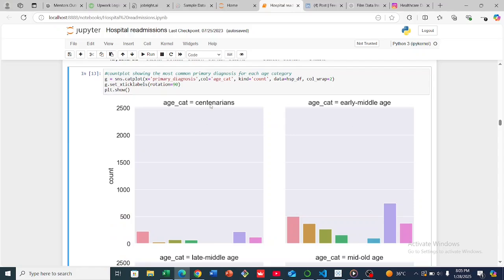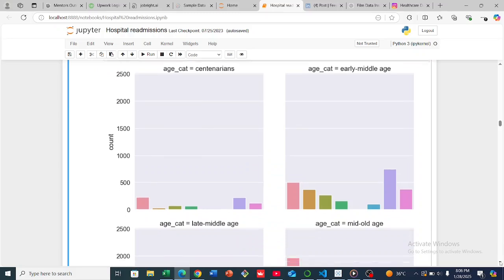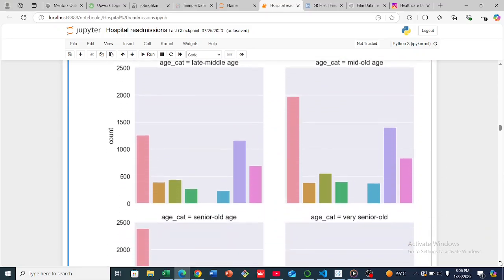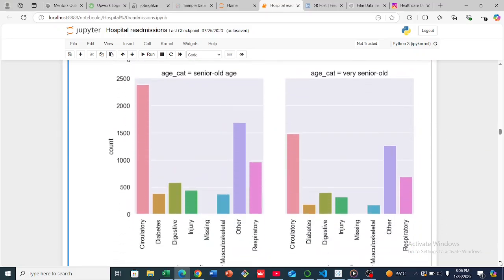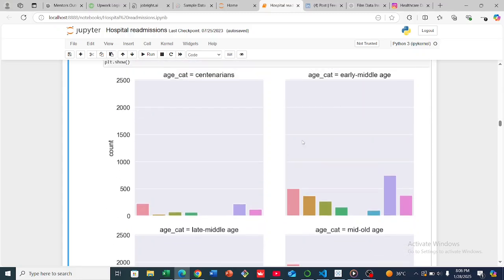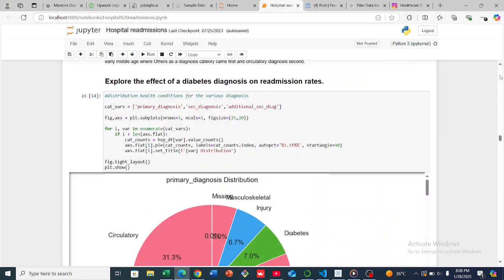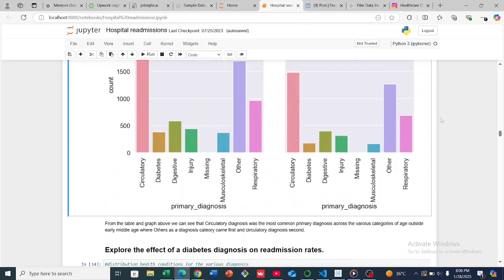You can see for centenarians, the most occurring year was... let's go ahead and scroll down so that we can see the various labels. So you can see we have circulatory here as the most occurring for our centenarians. Okay, if you look at each visualization and scroll down a bit, you'll be able to easily see each disease condition that was most occurring for each age category.